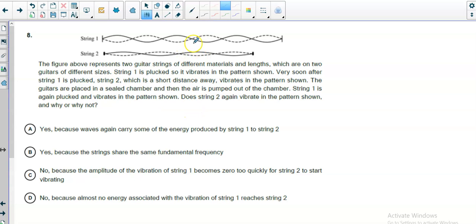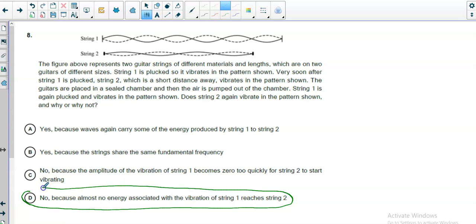So there's got to be air, something between these two strings. So no, because no energy associated with the vibrating string 1 reaches 2, because there's no air to transmit that energy. So D.